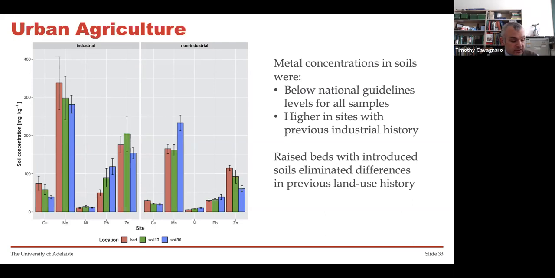Some similar work was recently done in Melbourne, and in that study they actually found that some sites had heavy metal concentrations that were in excess of the national guideline levels. So this is a very real thing that people need to think about. Fortunately, the news for us was good from an Adelaide perspective.